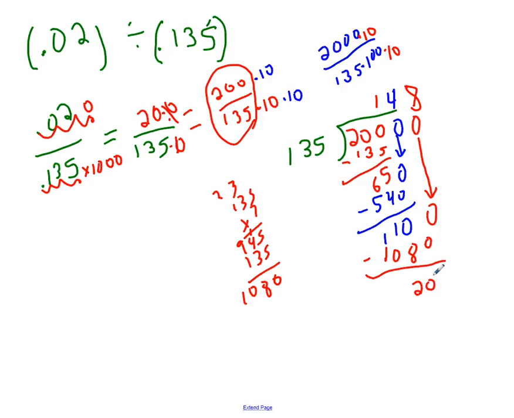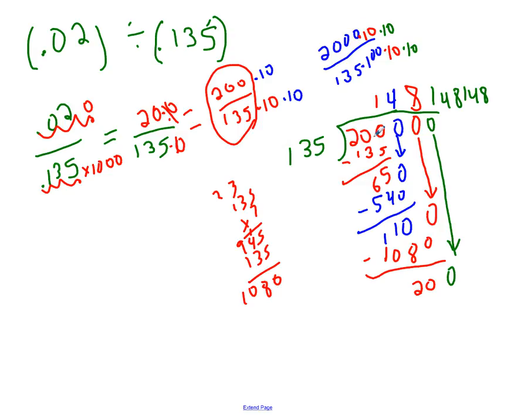This is looking familiar. If I add another multiple of 10, I'm back at 135 into 200, which is where I started. So now it's just going to go 148, 148, and so on. The question is, I had 0.02 divided by 0.135. I see my pattern, but where does the decimal place go?